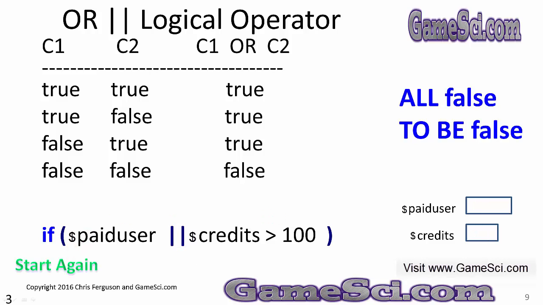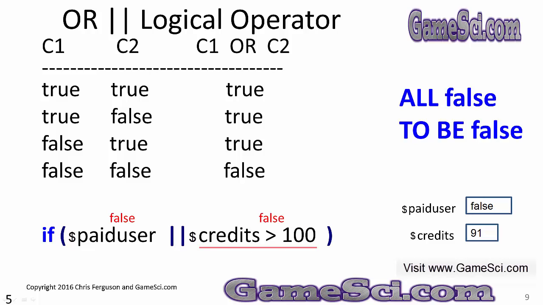Let's try it again with different values in the variables. You can see paid user now contains a false. You can see credits contains a 91. A different input. I expect this code to evaluate differently. First of all, the Boolean variable paid user is returning a false. That's not going to kill us. We still have the other side of the operand. Credits greater than 100. 91 greater than 100, however, is a false statement. Now we see that both sides of the OR are false.